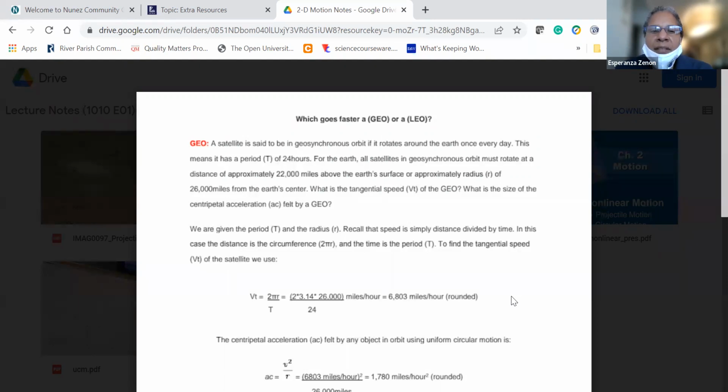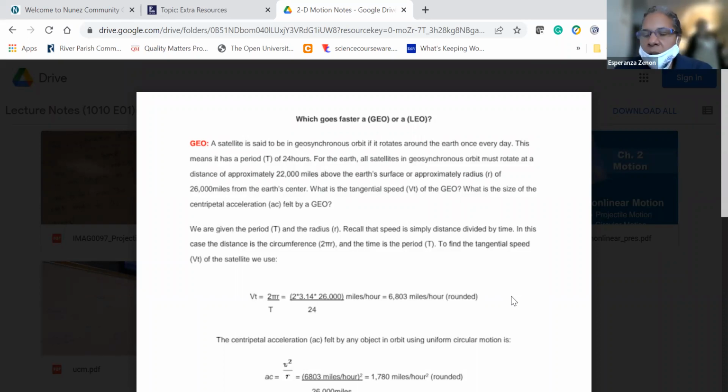And so because it's 22,000 miles above the Earth's surface, it's actually about 26,000 miles from the center of the Earth. Because if you think about a circle, the way a circle operates is it has a center, and every point on a circle is the same distance from that center. And when you look at orbit motion, you have to pick the center of that circular orbit, okay?